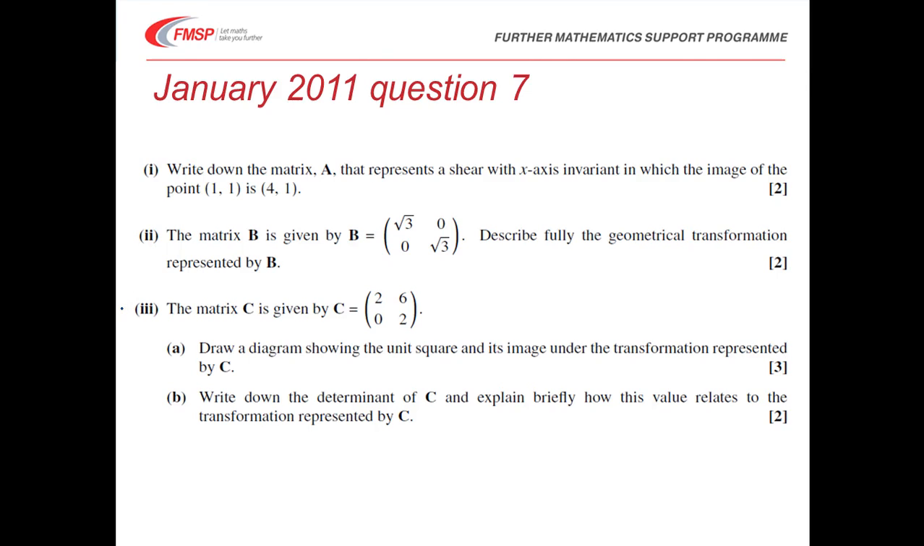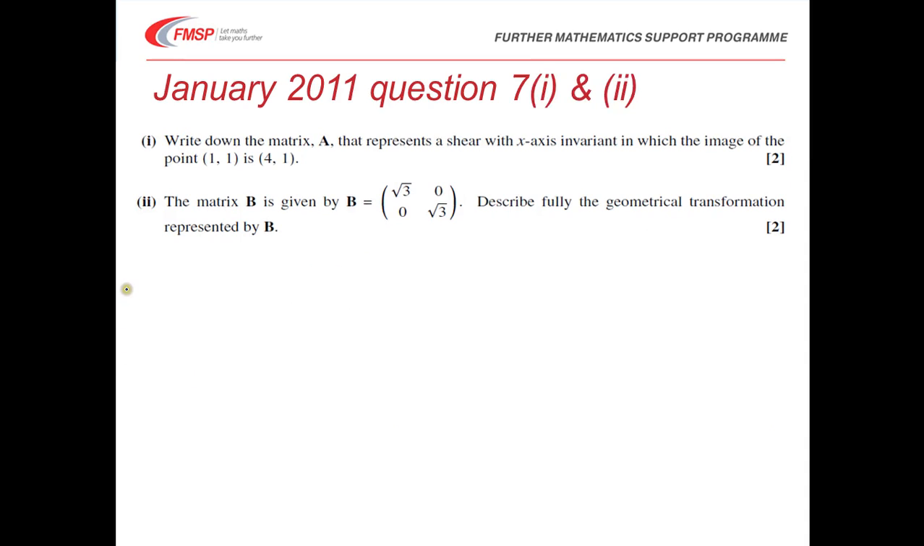And then in part 3, the matrix C is given by (2, 6; 0, 2). You've got to draw a diagram showing the unit square and its image under the transformation C, and write down the determinant of C and explain briefly how this value relates to the transformation represented by C. So let's look at the first two parts.